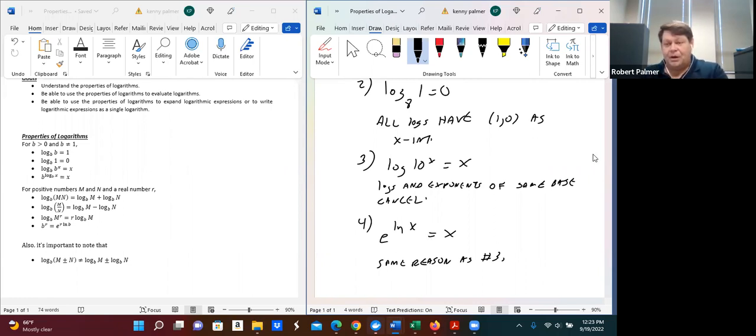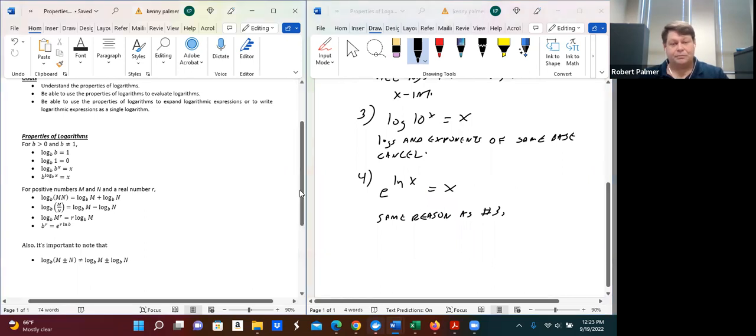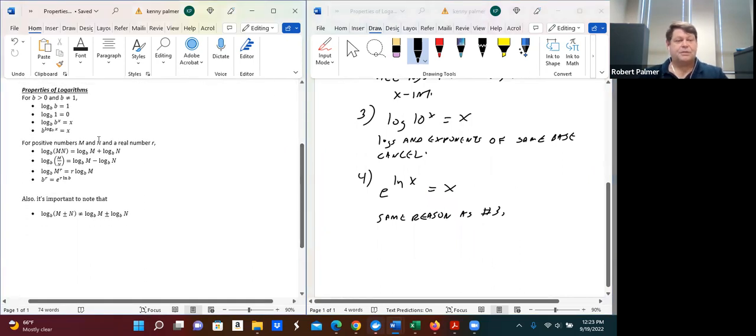Now, let's talk about the next set of properties. This says for positive numbers m and n, because remember we can't take the log of a negative number or 0, so m and n have to be positive, and some real number r, if you have the log of m times n, you're taking the log of the whole thing, we can expand that using plus. So that becomes log of m plus log of n. This is true once again for any base, and as long as m and n are both positive numbers.